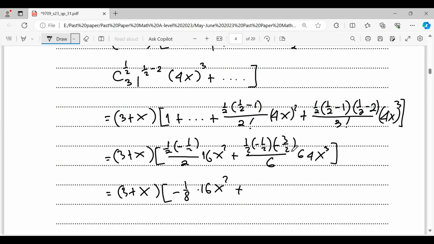Okay. This one 48, yeah, 3. Negative 3. Sorry, positive because it's negative. Okay. 3 over 2 times 2 times 2, 8. 8 times 6. Okay.